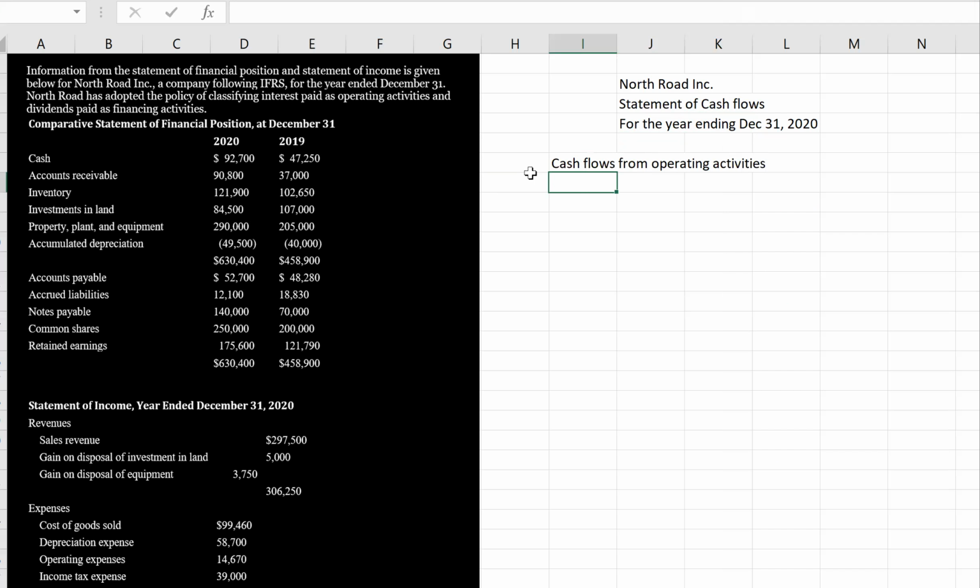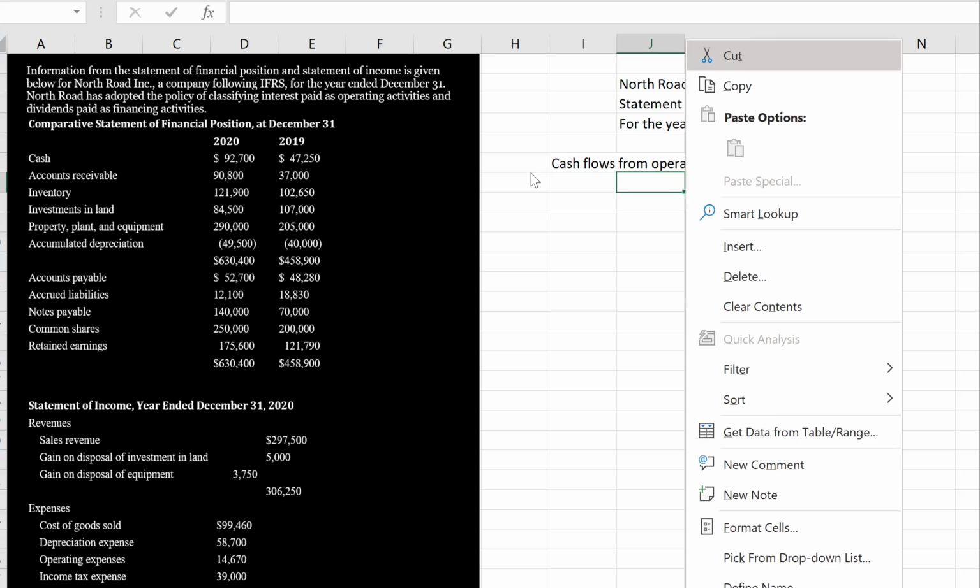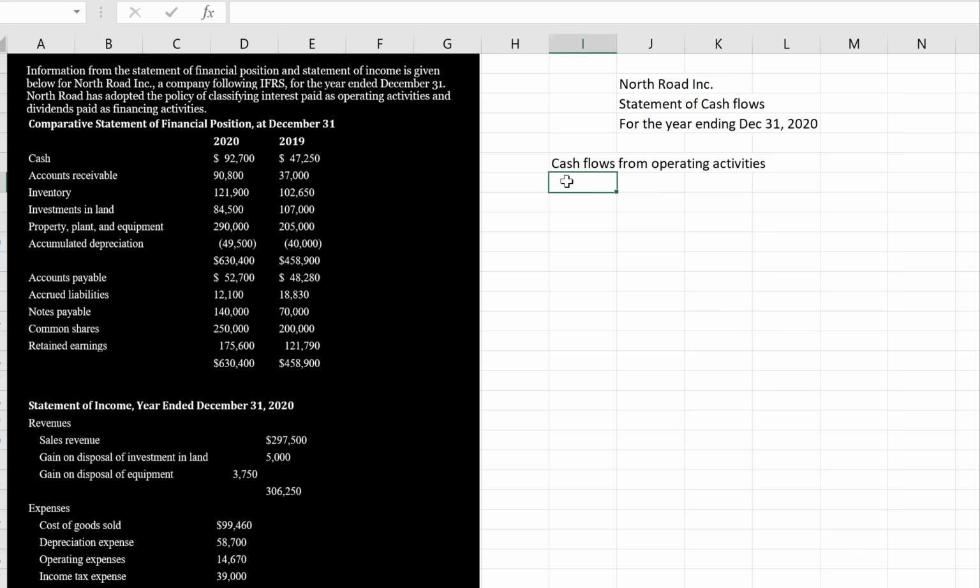Okay, and the first thing that we do in the indirect method, remember the indirect method is where we're going to start with net income and then we're going to reconcile it back for non-cash items, and then we are going to go from there. The direct method is where we're actually looking specifically for the inflows. So the first thing with the indirect method is that I'm going to start with net income.